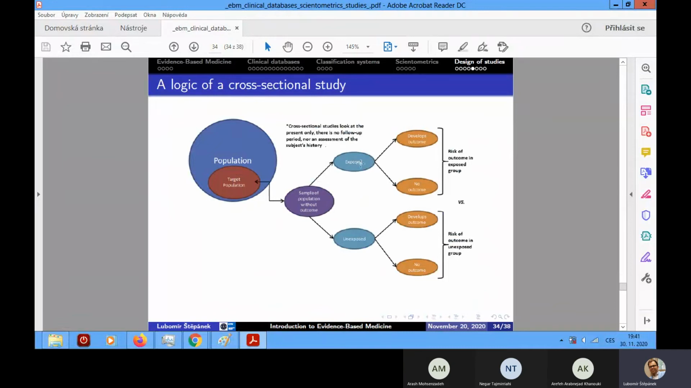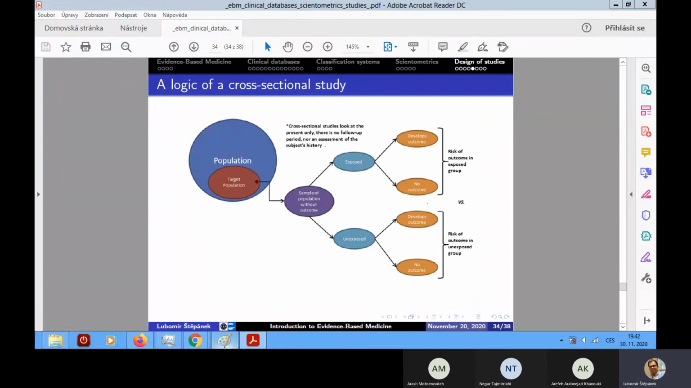Some of this sample are exposed to some factor, be it a risky or predictive factor, and the rest of the sample is not exposed to this factor. The exposed ones could develop the outcome, and the other part will not. The unexposed also could develop the outcome, and the remaining ones do not. What we are usually interested in is calculating the risk of outcome in the exposed group versus the risk of outcome in the unexposed.